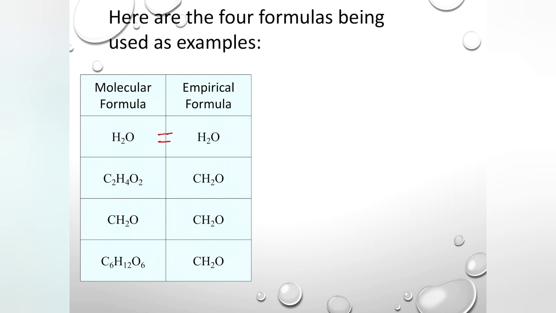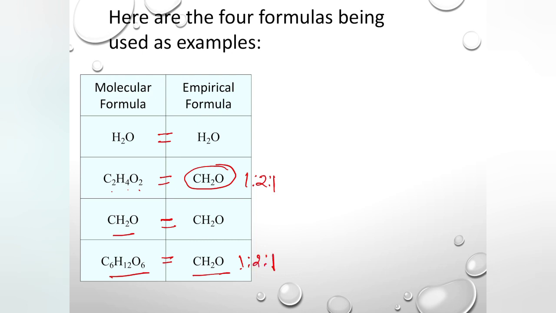But in example number 2, it is very clear that in the molecular formula C2H4O2 is given, but at the same time in the empirical formula the number of atoms is reduced to a simple ratio 1 : 2 : 1. Now again example number 3, both have the same number of atoms in molecular formula as well as empirical formula. But example number 4 is the formula of glucose. The molecular formula of glucose is C6H12O6, but at the same time its empirical formula is again reduced to 1 : 2 : 1.